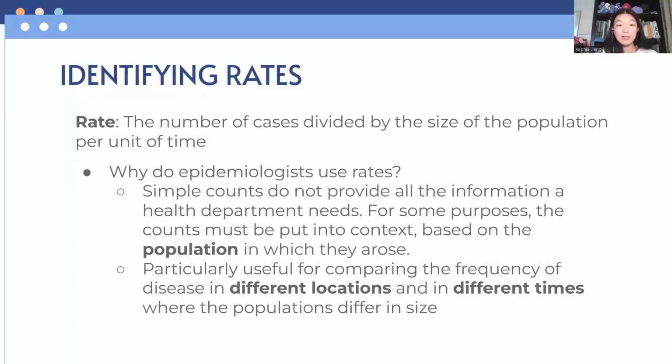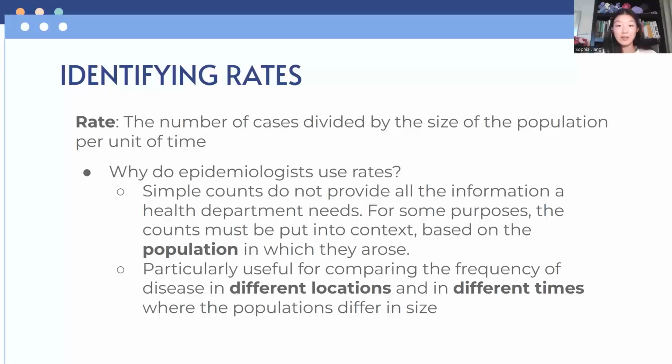And next is rates. Counts alone are very useful. As I mentioned in the previous slide, how many ICU beds, how many vaccines, but rates are more important, most definitely more important. The rate is the number of cases divided by the size of the population per unit of time.